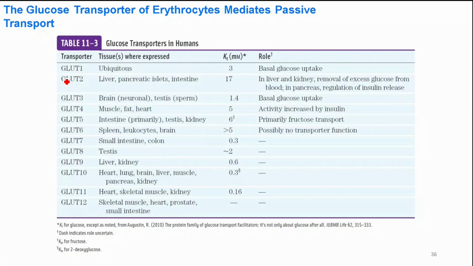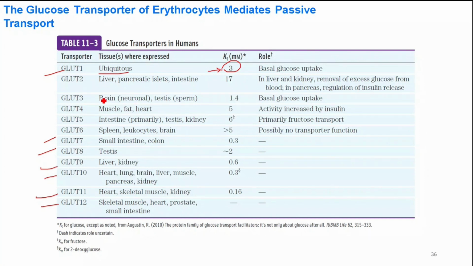So we can see there are 12 types of GLUT transporters. GLUT1 is ubiquitous, it is present everywhere. It has a KT value of 3. If the KT, the transportation constant, is very small, the transporter is usually saturated very early, but it can sense even a very small concentration, though it will be saturated quickly.